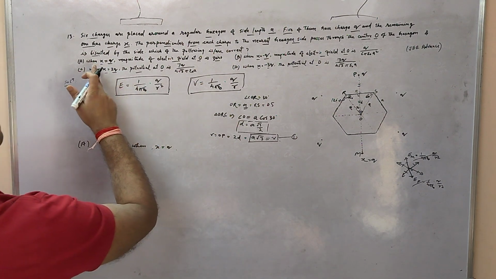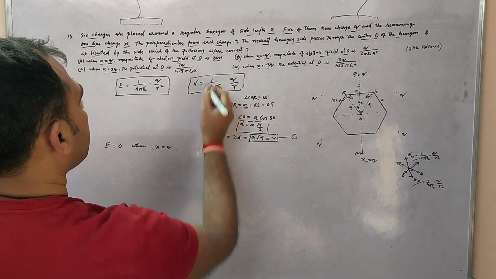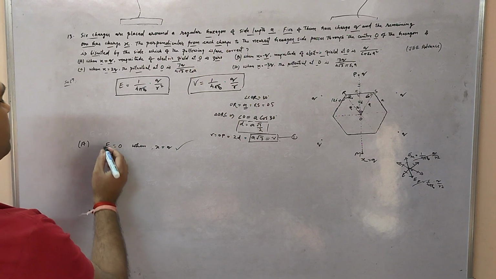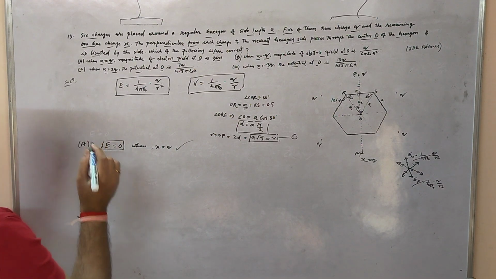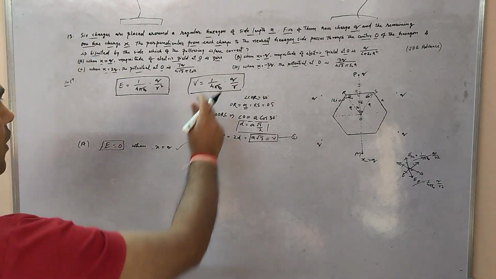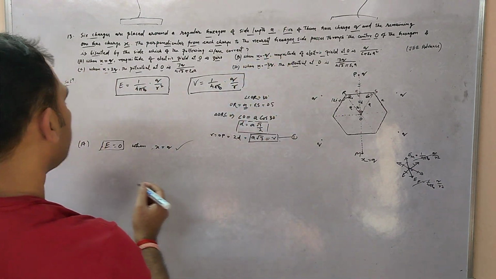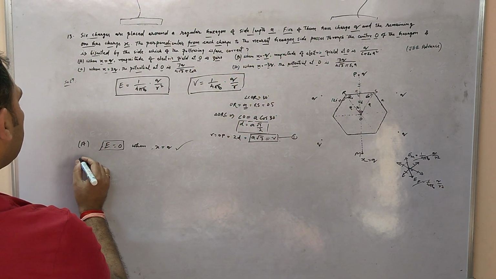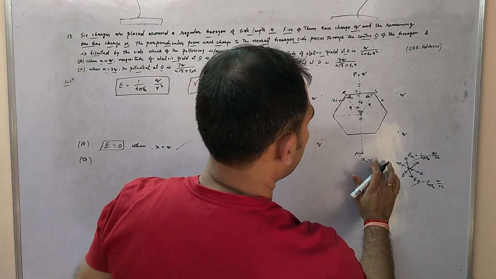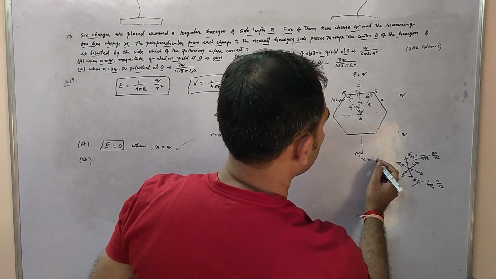So statement A is correct. E will be 0 here. Fine. Now what is statement B? When x is equal to minus q. So now x is equal to minus q.